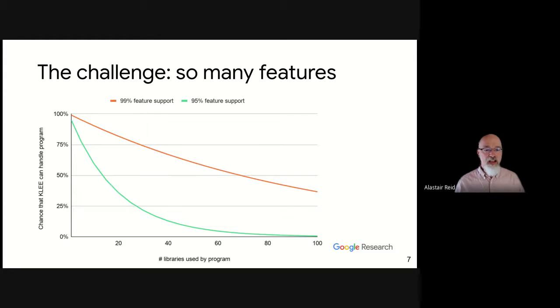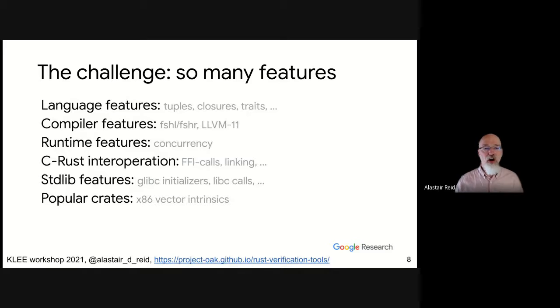And so here we started to run into a problem: even if the code that we're directly working on does not use a difficult feature that KLEE doesn't support, one of the libraries that our code depends on almost certainly does, because there are so many libraries, there's a high chance that one of them is going to cause problems. And so we set about making a list of different kinds of features that cause problems for KLEE.